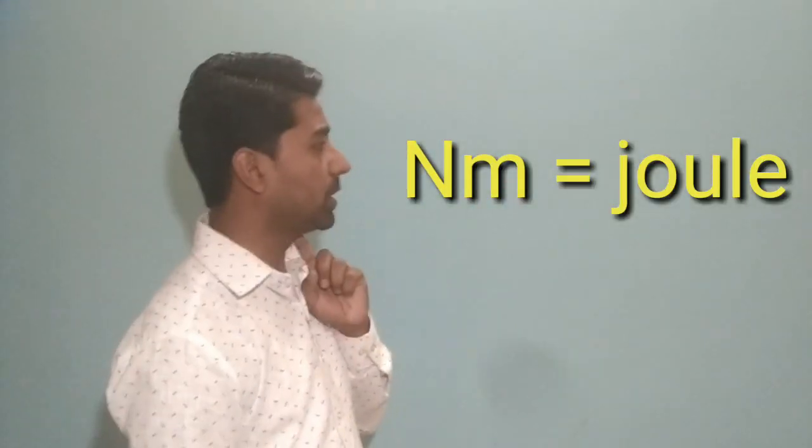But do we remember that Newton meter was the unit also in the moment of force topic? So we must change it to remember it. So I'm changing this Newton meter to joule. So whenever you are writing the unit of work, write joule. And whenever you are writing the unit of moment of force in the SI system, write Newton meter. This is just to differentiate between the moment of force and the work. And one more thing, the moment of force is a vector quantity while work done is a scalar quantity.